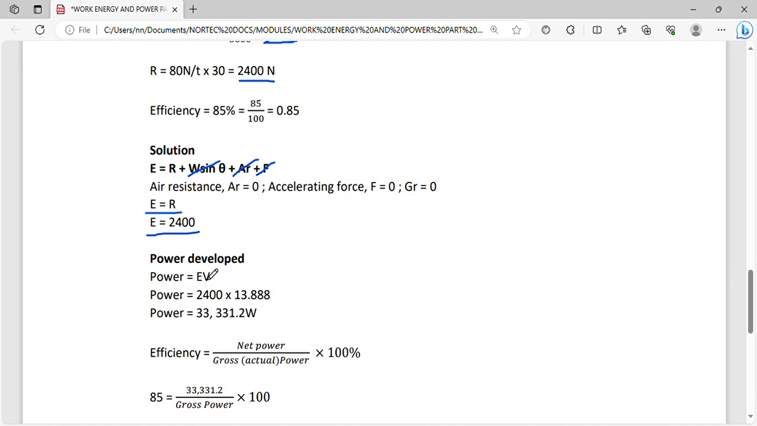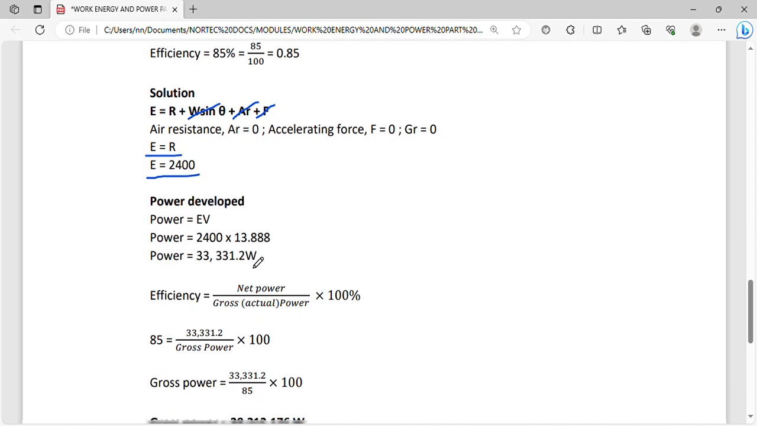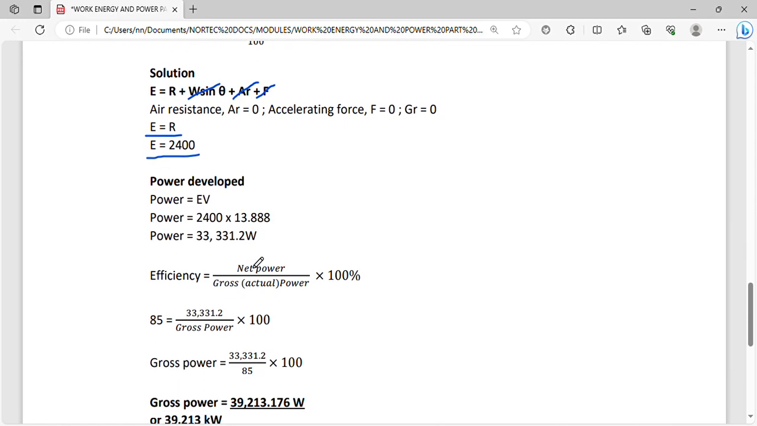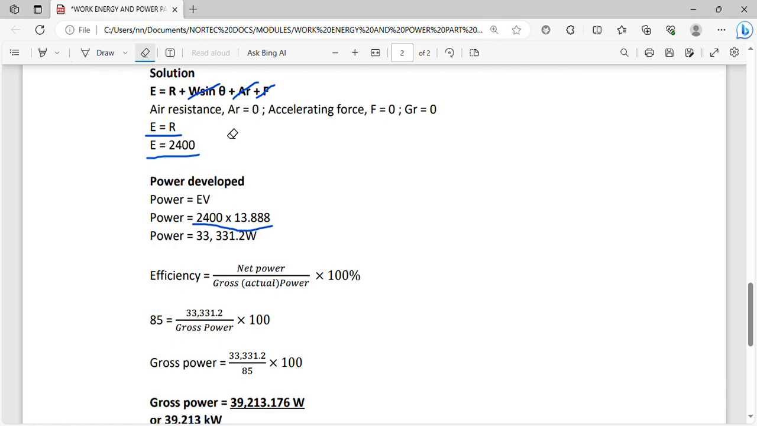Now, the power, like we did earlier, we're just now going to go through the same again. The power is going to be the tractive effort multiplied by the velocity. So this is 2,400 times what we had there, 2400 times 13.888. Okay, now 2,400 times 13.888. Mr. Batala, is that answer still correct? Or do we need to edit?